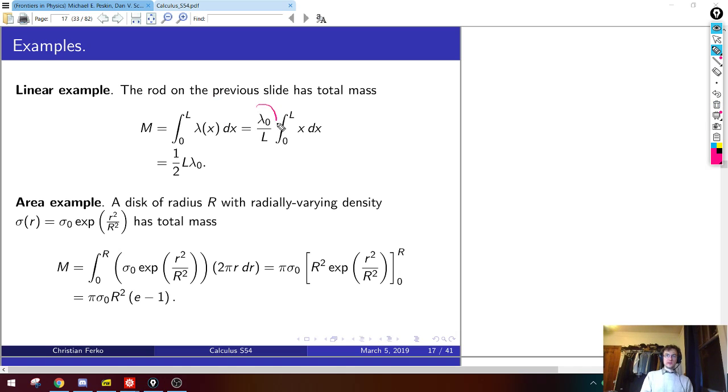So this is lambda 0 over L times the integral from 0 to L of x. But that's a half x squared evaluated at L and 0, or just a half L squared. So that L squared over L gives me a net factor of 1 L upstairs. So my total answer for the mass is 1/2 L lambda 0. Notice this is different than if the rod just had constant density lambda, then the total mass would have been lambda times the length. But since it's changing, you get a half lambda times the length.